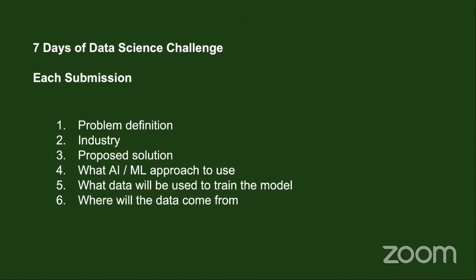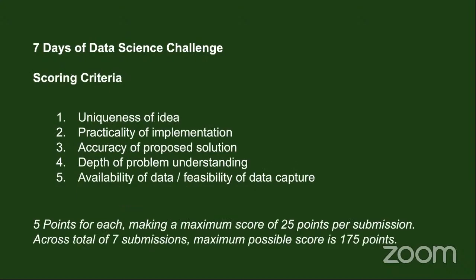So you submit these 6 items and you submit this 7 times. Okay. 7 different problem definitions. The scoring criteria is based on 5 factors. It's uniqueness of idea, which is how unique your idea is, gets you brownie points. The practicality of implementation: you might come with the wackiest of ideas, but how practical is it to implement this idea in real life also gets you brownie points.